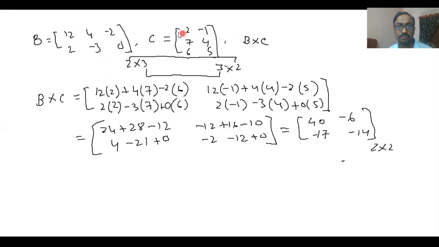Similarly, now we'll take the first row dealing with the second column of the second matrix. So 12 minus 1, 4 multiplied by 4, minus 2 multiplied by 5, 2 multiplied by minus 1, minus 3 multiplied by 4, and 0 multiplied by 5. Right? So this is the way it is done. And we have the result here.